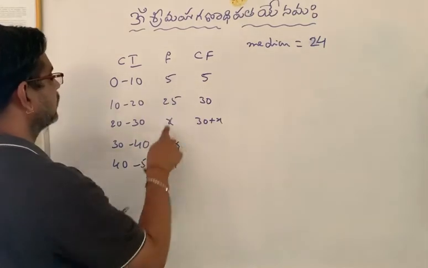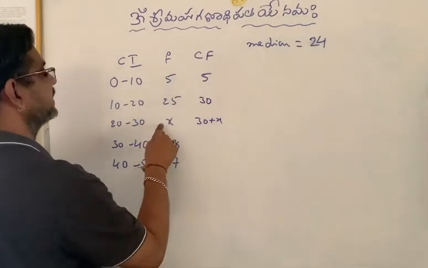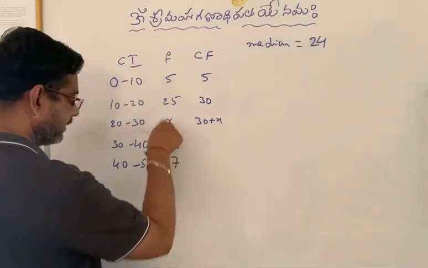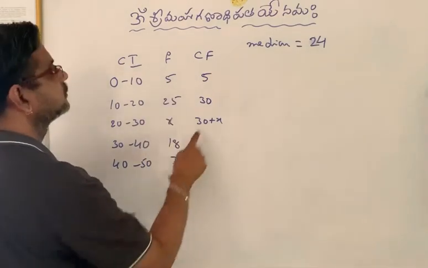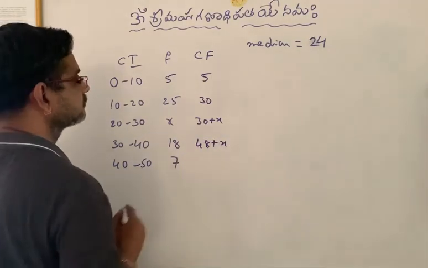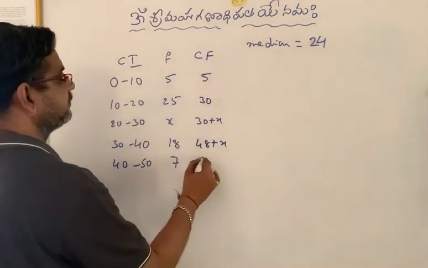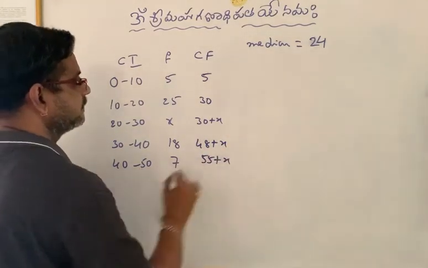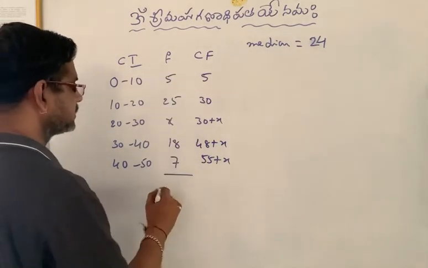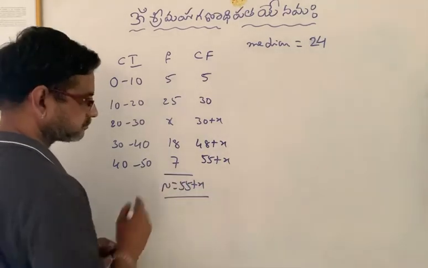The number of students who got less than 40, we have to add these four frequencies, 5 plus 25 plus x plus 18, or we need to add these two. Either add the four frequencies or add these two. So 30 plus x plus 18, 48 plus x. And the number of students who got less than 50 marks, 48 plus 7, 55 plus x. So if we add all these, n is also 55 plus x.